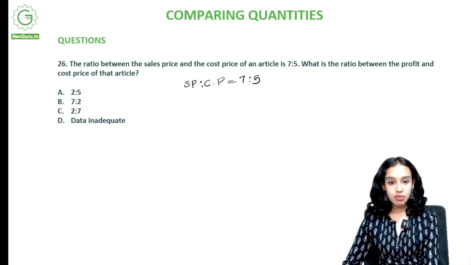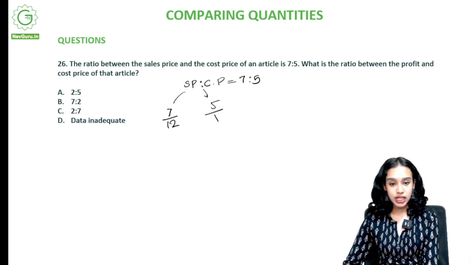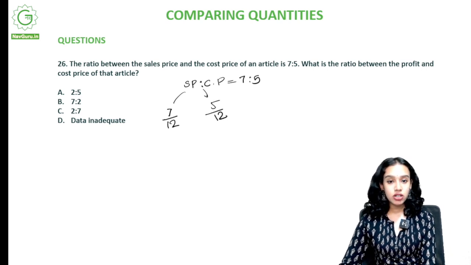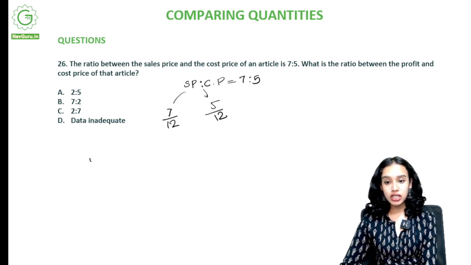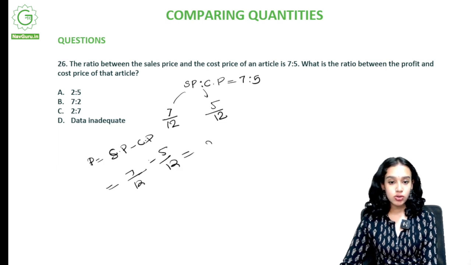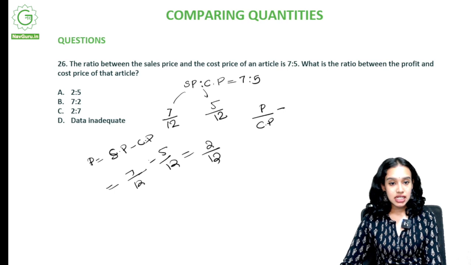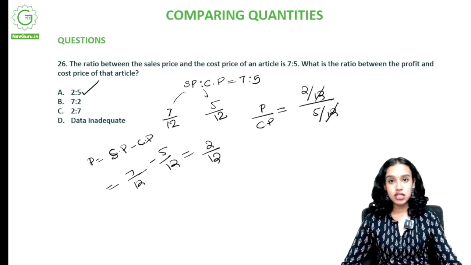So basically, sales price is 7 by 12 and cost price is 5 by 12, right? So what is the ratio between profit and cost price? What is the profit? Profit is selling price minus cost price, which would be equal to 7 by 12 minus 5 by 12, which would be equal to 2 by 12, right? Now, we need to take the ratio of profit and cost price. So, profit is to cost price is equal to 2 by 12 is to 5 by 12, right? This and this cancel out and we get the ratio to be 2 is to 5.